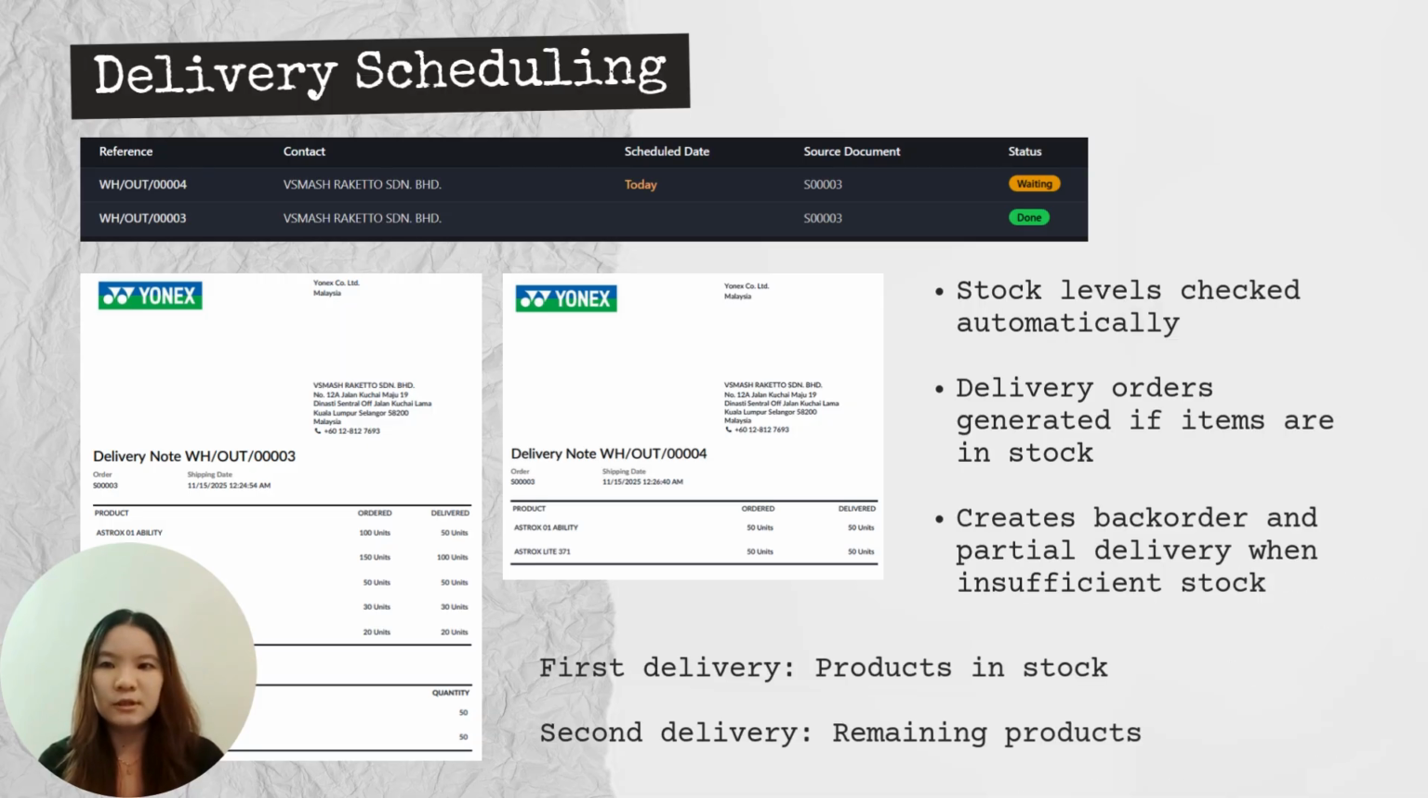For delivery scheduling, it checks stock levels automatically and generates a delivery note when items are in stock. It also creates a back order and partial delivery when stock is insufficient. For this scenario, Odoo notices that there is insufficient stock for the order, so it creates a back order and 2 deliveries, with the first delivery to deliver the products in stock and the second delivery to deliver the remaining products to the customer.